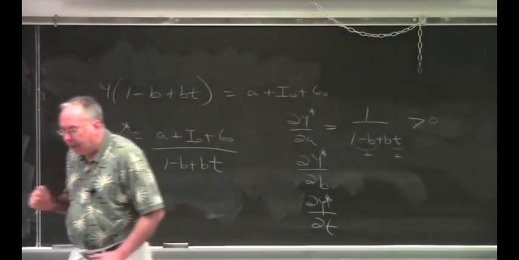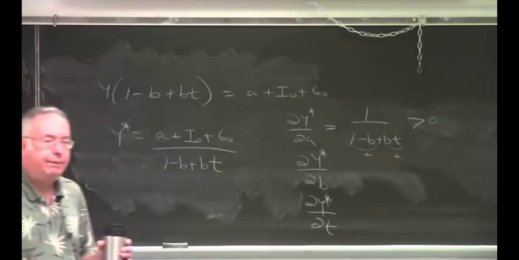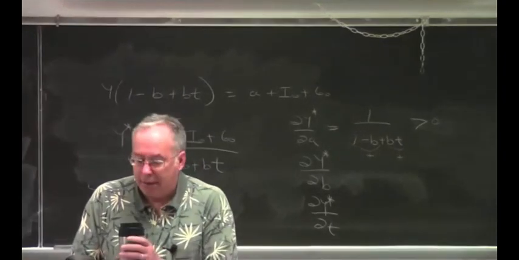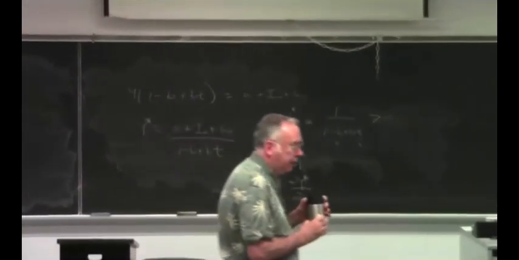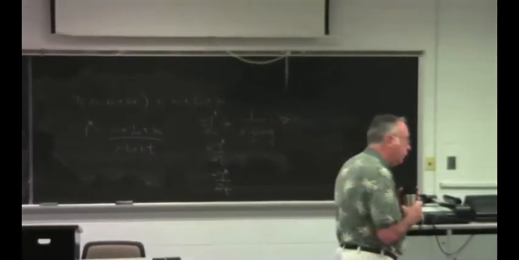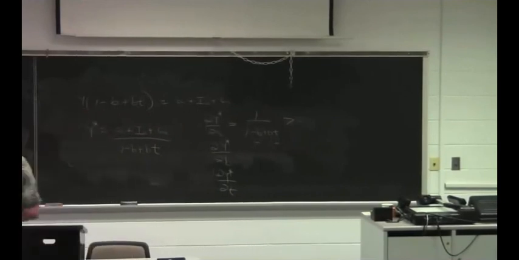And what does that mean in words? See how easy this stuff is? What does that mean in words? Exactly. Y star and A move in the same direction. Okay. If A goes up, Y star goes up. If A goes down, Y star goes down.